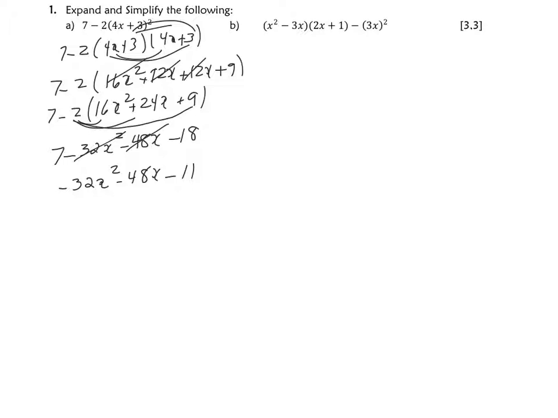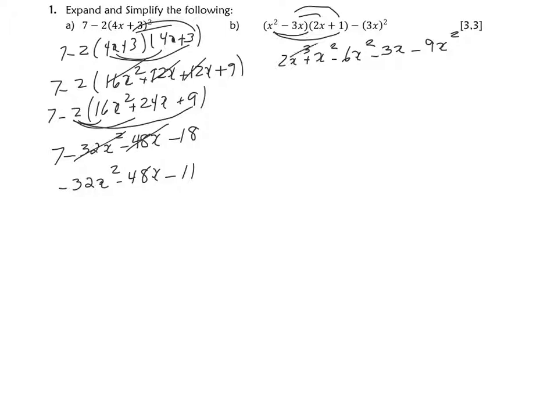The next question is (x squared minus 3x) times (2x plus 1) minus 3x squared. I'm going to expand the first two brackets. x squared times 2x is 2x cubed. x squared times 1 is x squared. Negative 3x times 2x is negative 6x squared. Negative 3x times 1 is negative 3x. Then minus 3x squared times 3 is negative 9x squared.